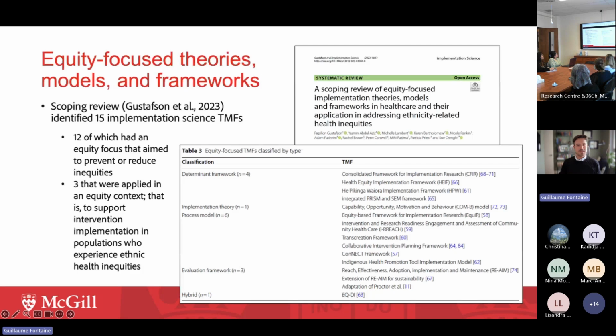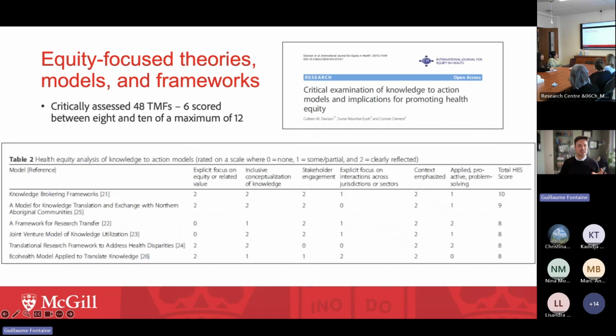Some other tools can be leveraged. There's a scoping review that was published in Implementation Science 2 years ago on equity-oriented or equity-focused theories, models, and frameworks. So either frameworks that can be used to assess barriers and facilitators to care and to implementation, or frameworks for evaluation as well, different types of frameworks. And essentially they looked at the different attributes of those frameworks to assess which ones were more closely aligned with equity. That's the first output.